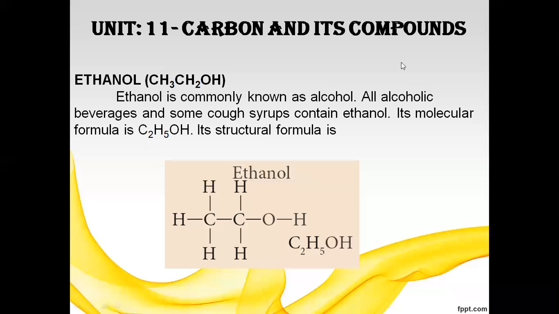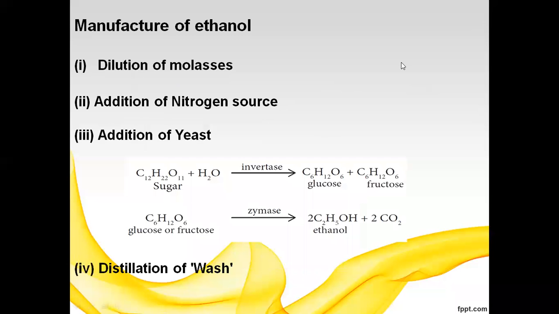So next one is how to manufacture ethanol. So ethanol is manufactured in industry. There are various steps involved in the manufacture of ethanol. Okay. So what are these steps? Dilution of molasses, addition of nitrogen source, addition of yeast, and distillation of wash. So these are the steps involved in the manufacture of ethanol.